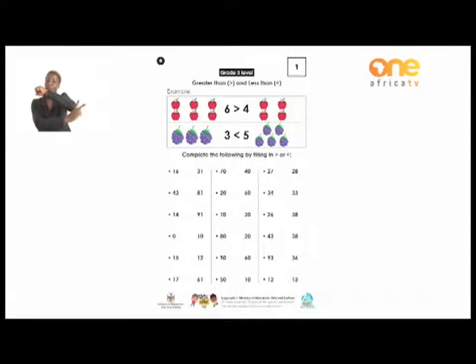So I have an activity for you so that you can complete it at home. Play around with the numbers, put in the less than or the greater than sign, and compare the numbers with each other. All right.